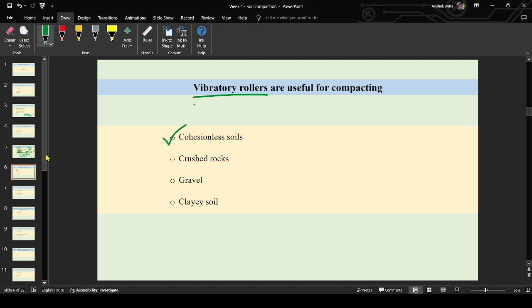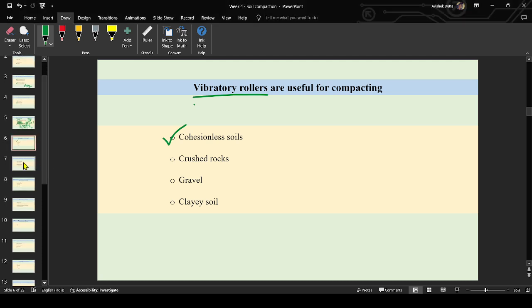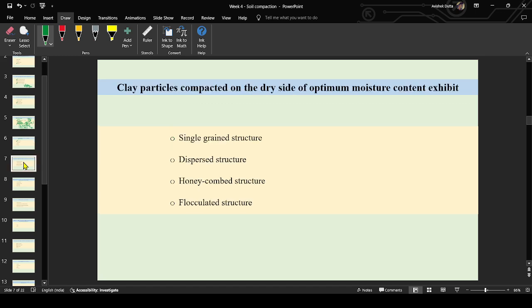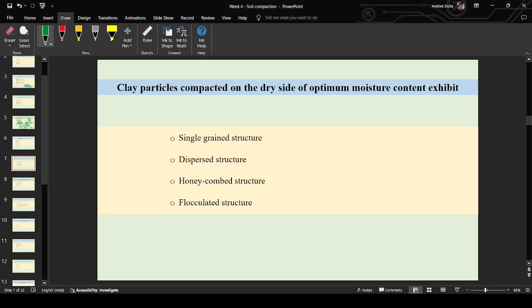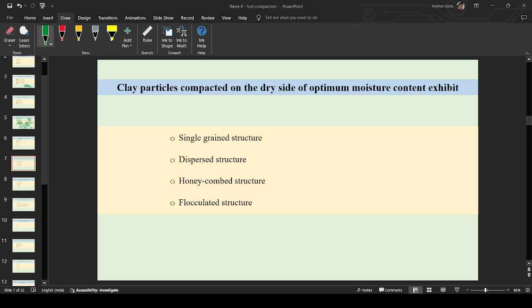Okay, next question. Clay particles compacted on the dry side of optimum moisture content exhibit, what is the answer? Anyone? D. Yes, flocculated. Yes, flocculated structure.